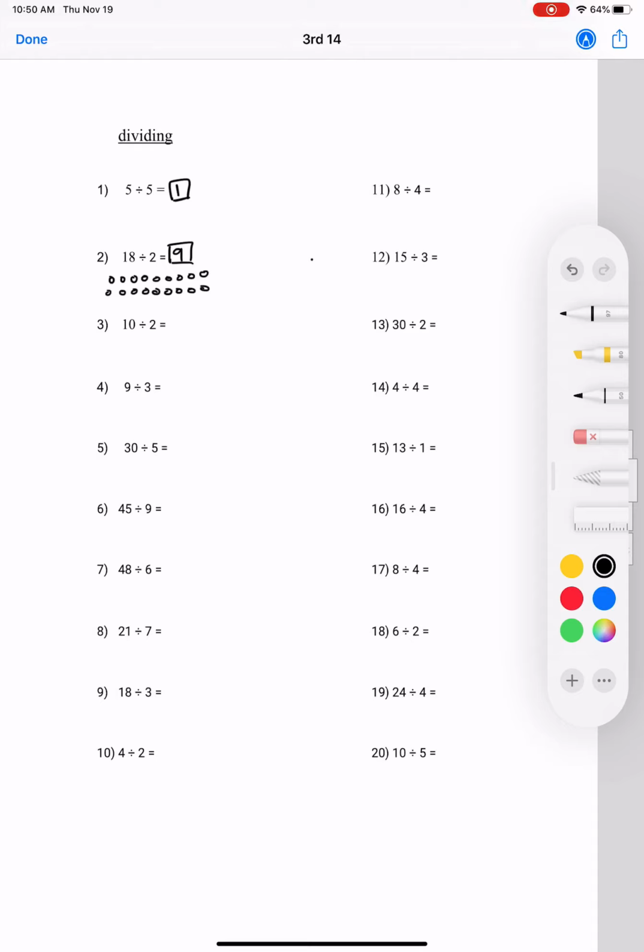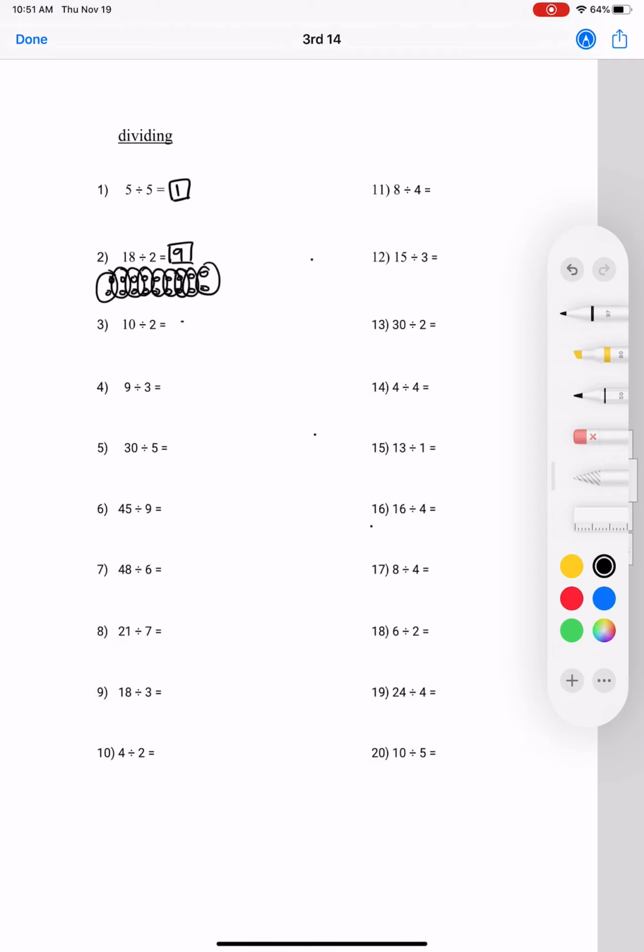So you have a total of 18 circles, and you want to divide these circles evenly into 2 groups. Or you can divide them equally into 9 different groups, and in order to do that, you would do 1, 2, 3, 4, 5, 6, 7, 8, 9. And you have 9 groups of 2, which means that the answer would be 9.